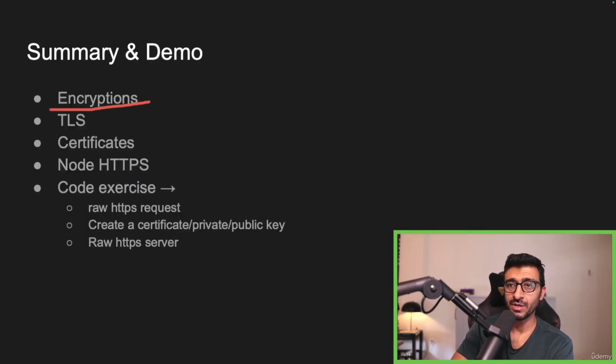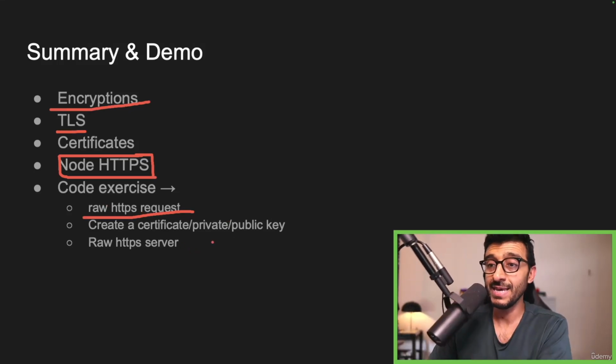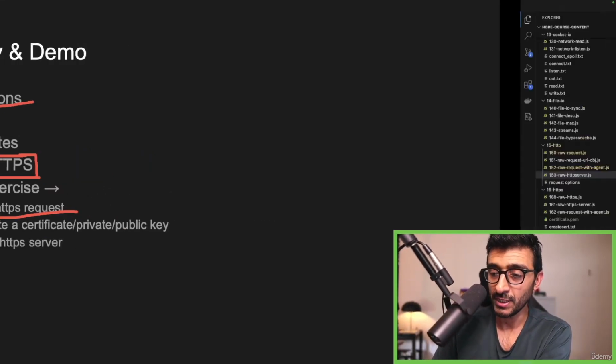Summary. We did encryption. We talked about the encryption. We talked about TLS. We talked about certificates. We talked about Node HTTPS, how it was working, essentially. And then let's go through exercises. We're going to do a raw HTTPS request, and then we're going to generate our own certificate and public key. Let's go, you guys.